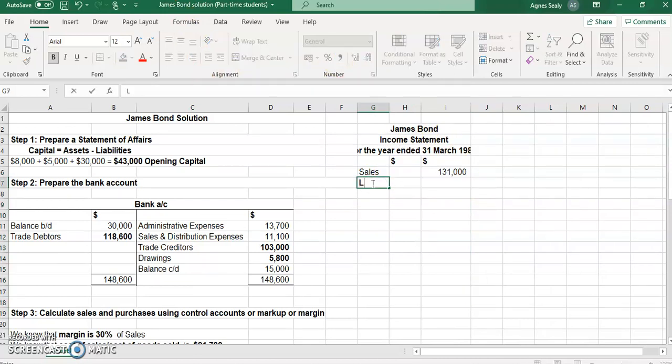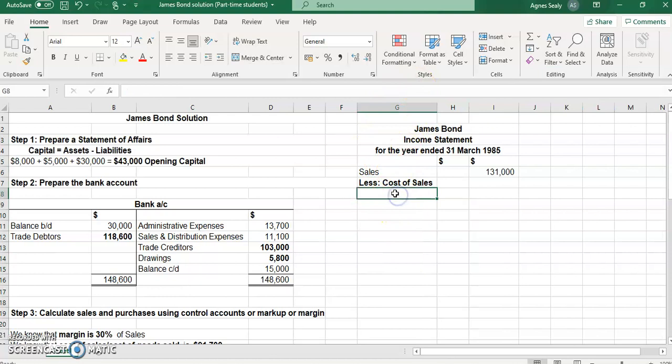So then we're going to say less our cost of sales or cost of goods sold, whichever term you prefer to use. And how do we calculate our cost of sales? The basic formula is to take your opening inventory, add your purchases, and subtract your closing inventory. However, if you have purchases returns, carriage inwards, or any duties on those purchases, you have to make an adjustment for your purchases before subtracting your closing inventory. Suffice to know for this question, we don't have any adjustments to our purchases, so we can go ahead.